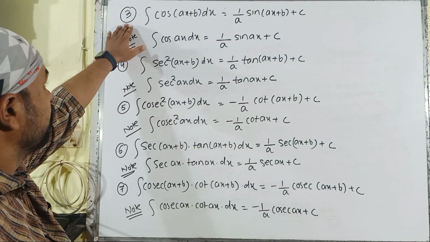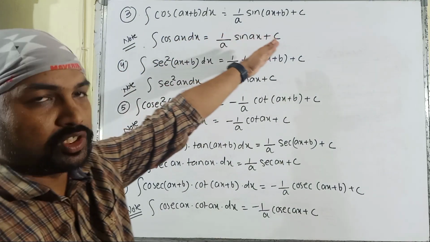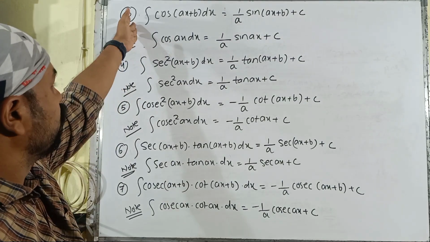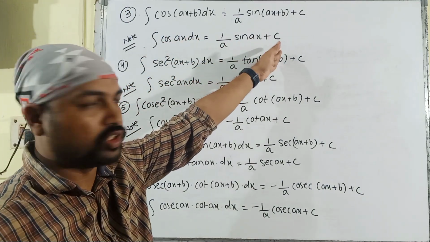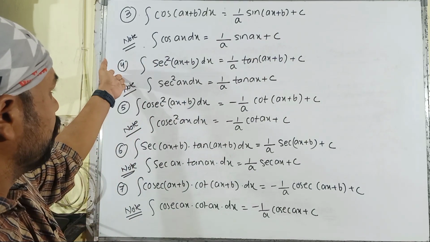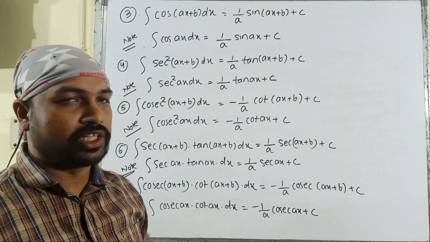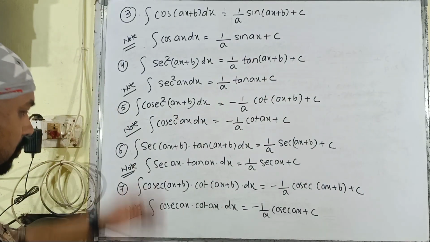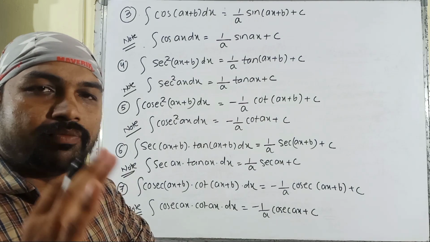Here it is theorem number 3, integral of cos(ax plus b) is 1 by a sin(ax plus b) plus c. Then the note of theorem number 3, integral of cos x with respect to x is sin x plus c. According to theorem number 4, integral of sec square(ax plus b) with respect to x is 1 by a tan(ax plus b) plus c. So these are some of the rest of the theorems based upon the method of substitution part number 3.